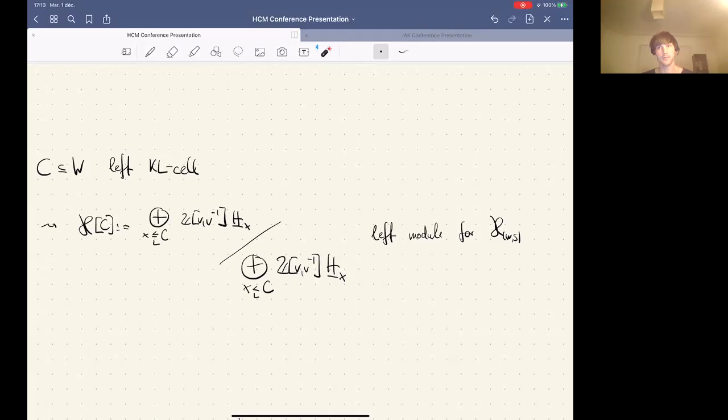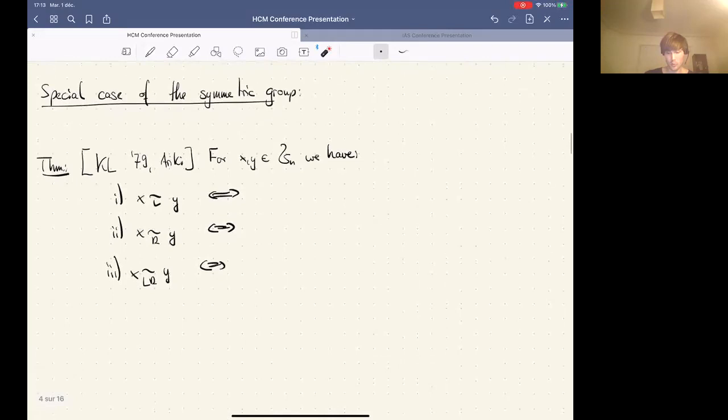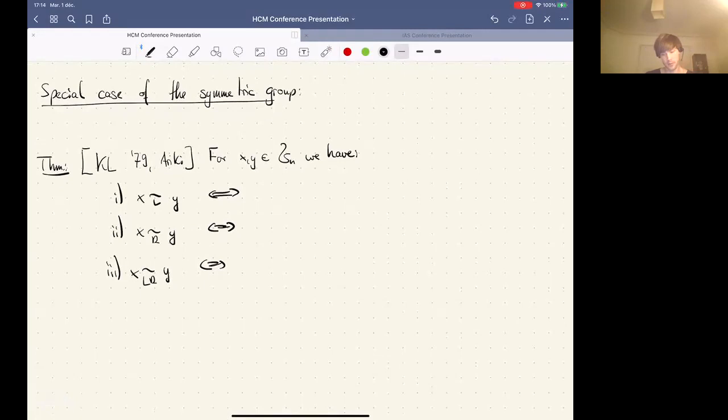And so for symmetric groups, the situation is particularly nice. What they show is that the Kazhdan-Lusztig cells can be characterized particularly nicely. They show this in the paper 79, but it was later written up in more detail by Araki. For the symmetric group, two elements X and Y lie in the same left cell if and only if, under the Robinson-Schensted correspondence, their Q symbols coincide. So QX equals QY. They lie in the same right cell if and only if their P symbols coincide. And they lie in the same two-sided cell if PX and PY have the same shape.